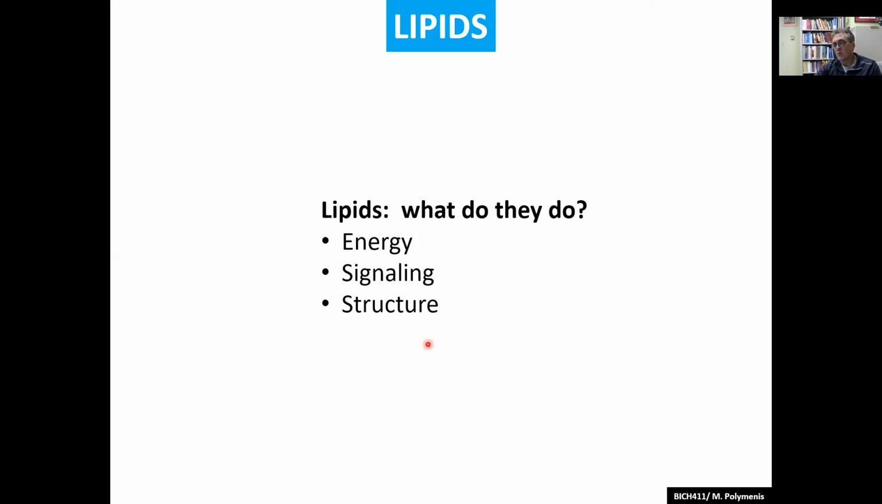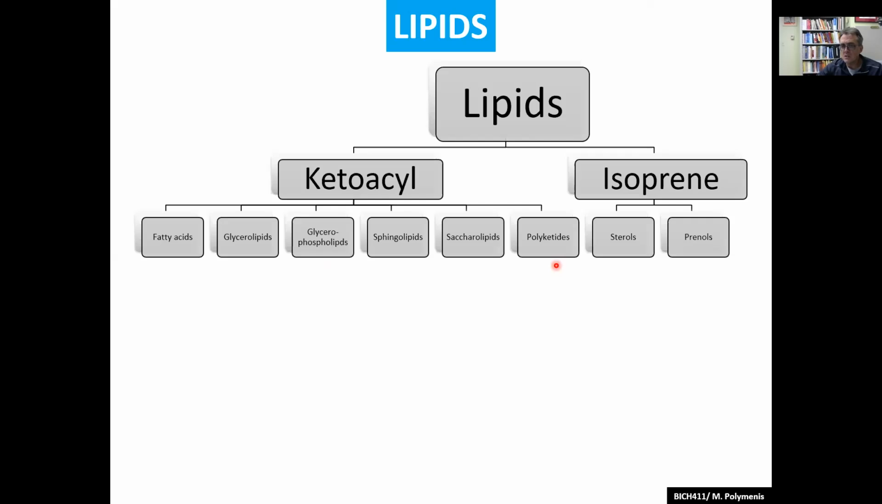Lipids, of course, provide structure. They're the fundamental building block of all membranes. Membranes are diverse in the sense that they contain different kinds of lipids, which endows them with different kinds of properties. Lipids also have a signaling role, something we don't think a lot about but which is extremely important, as we will see. They come in many different forms.